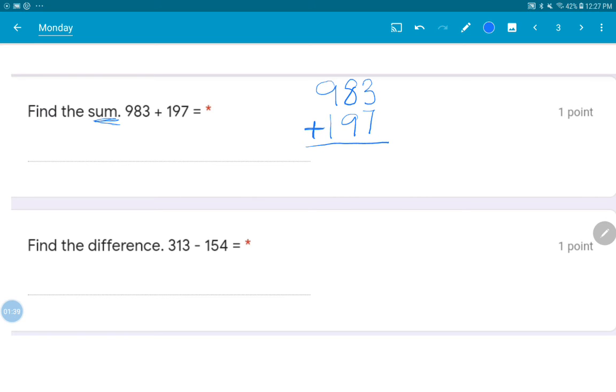I added 3 plus 7. And then I got 10, so I put the 1 over the 8 and added 9 plus 9, which was 18. And then I added 10 plus 1, which is 11. All right. So your answer is 1,180. Good job.